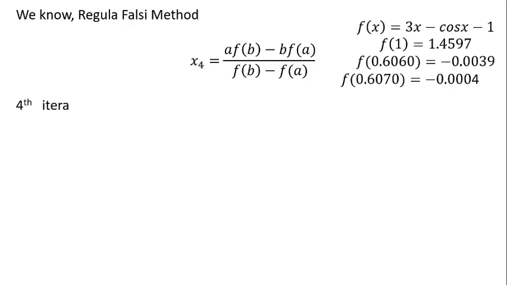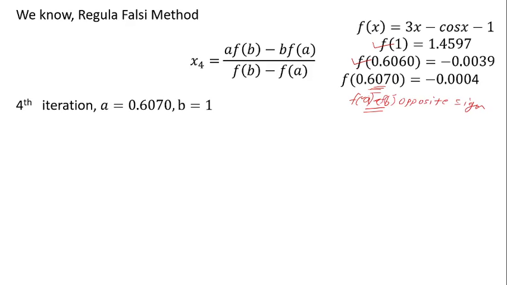Now the method is very simple. Only the formula is important. Choose a and b. Now how will you choose a and b? Can you tell me? A is 0.6060 because f is negative, and then f of 1 is positive. So again the root is between 0.6060 and 1. Always remember a is less than b, so it's very easy to identify which is a and which is b. The condition is that f of a and f of b should be of opposite sign. That is the only important thing to solve such problems.